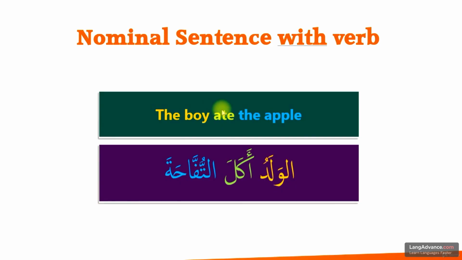Second word here in English is ate, and this is translated into akala. And the apple is the third word, at-tuffahata. So the sentence is al-waladu akala at-tuffahata. So we see that the first word in Arabic here is a noun. So this word should be a nominal sentence. And does it contain a verb? Yes. Akala is ate. So he ate the apple. So this is an example of a nominal sentence with a verb.